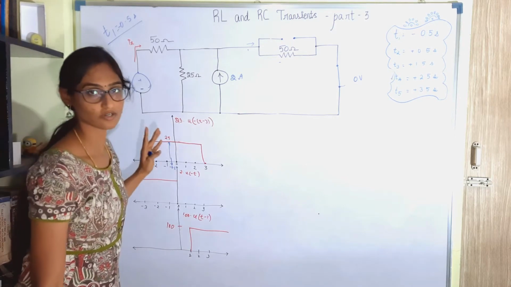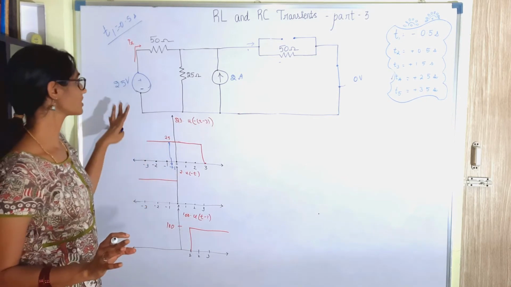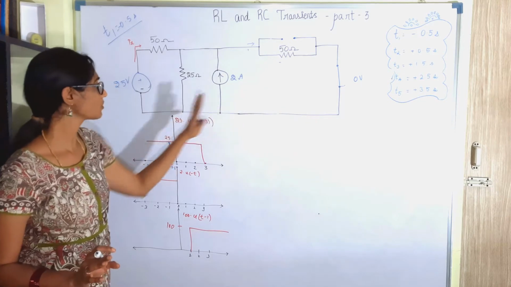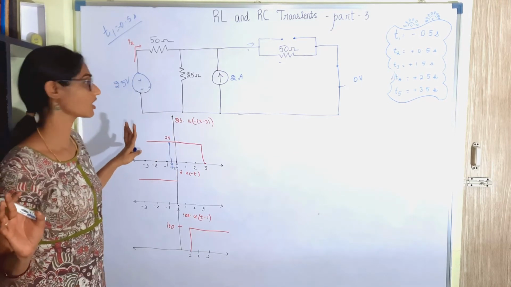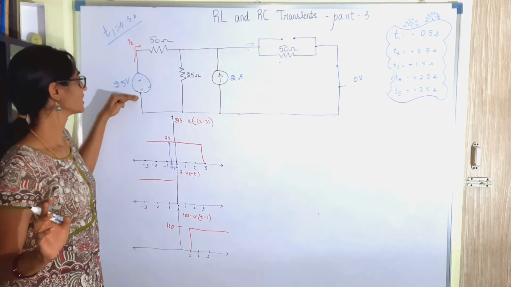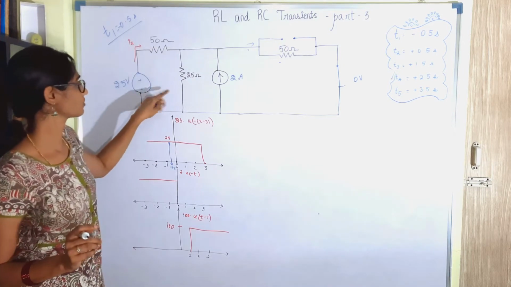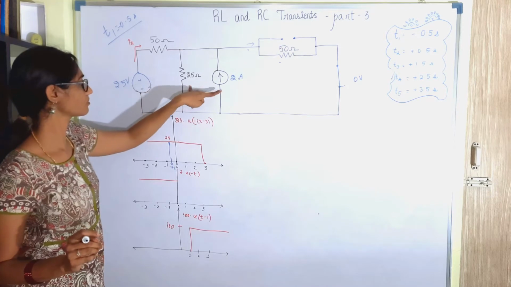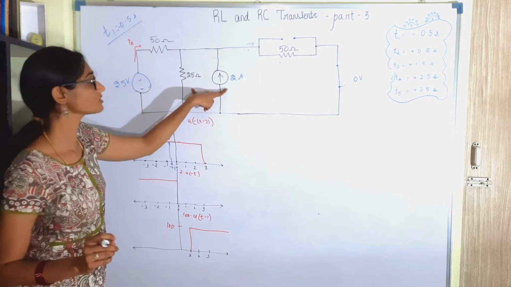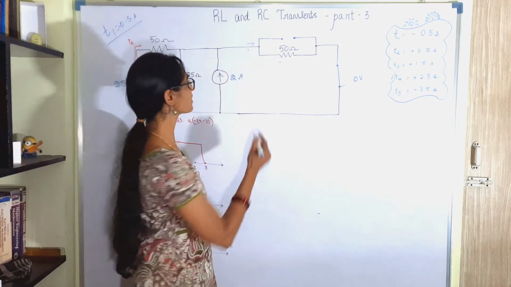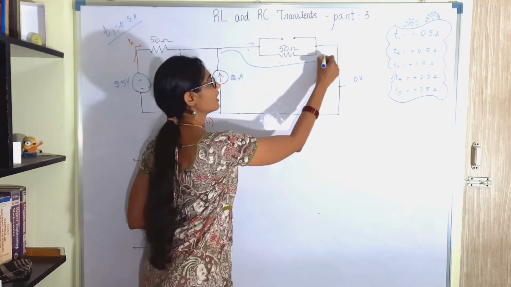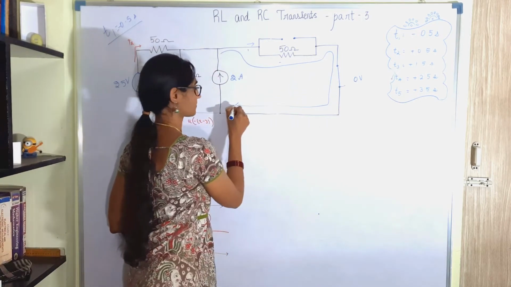Now it is just a matter of child's play for you, because all the confusing terms have gone. You have a very simple circuit to solve. You have a 25 volt in series with 50 volt, and in parallel to this configuration you have two things. One is a 25 ohm resistor and a 2 ampere current source. Then you have 50 ohm in parallel with this setup.